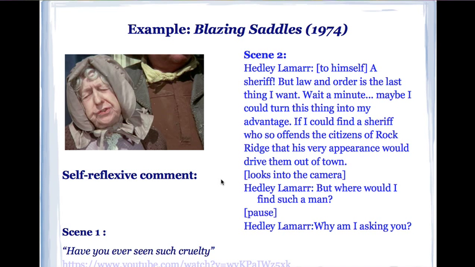Another scene in Blazing Saddles features Hadley Lamar talking to himself in his office as he ponders how to locate a sheriff who would offend the citizens of Rockridge. The camera takes on an invisible status, and such talking to oneself is viewed as normal. Lamar continues, stating, "How would I find such a man? Why am I asking you?" as he acknowledges the presence of the imposing camera and by extension the audience.